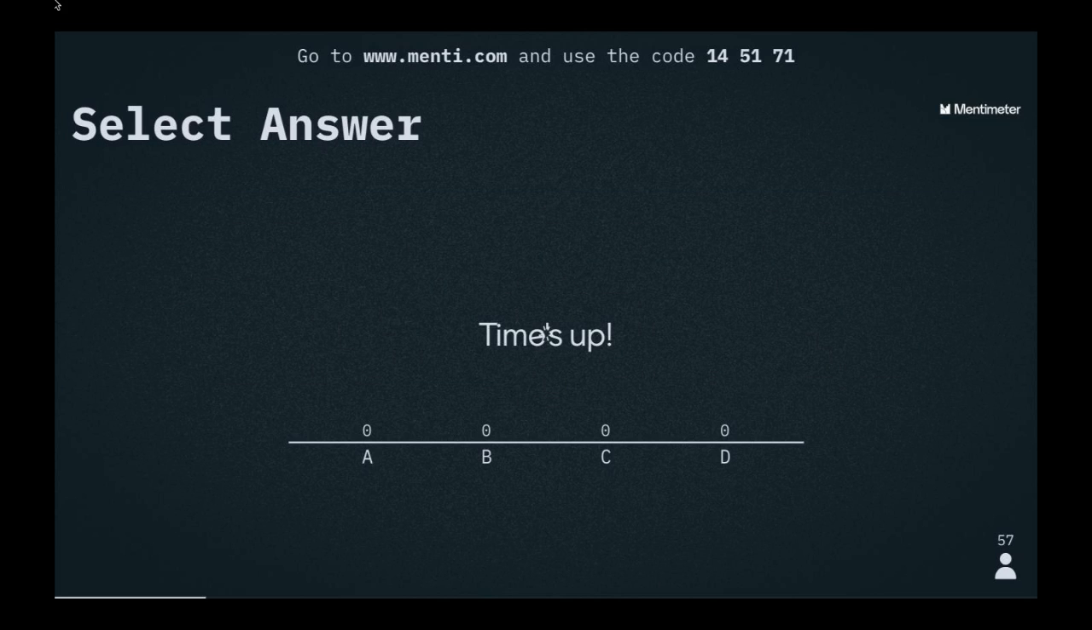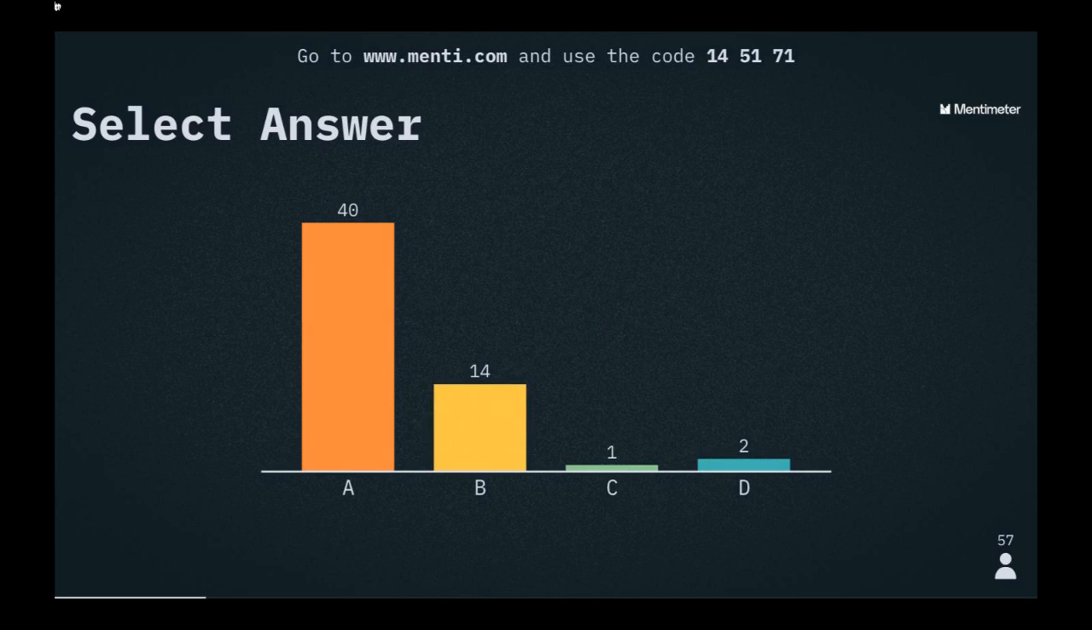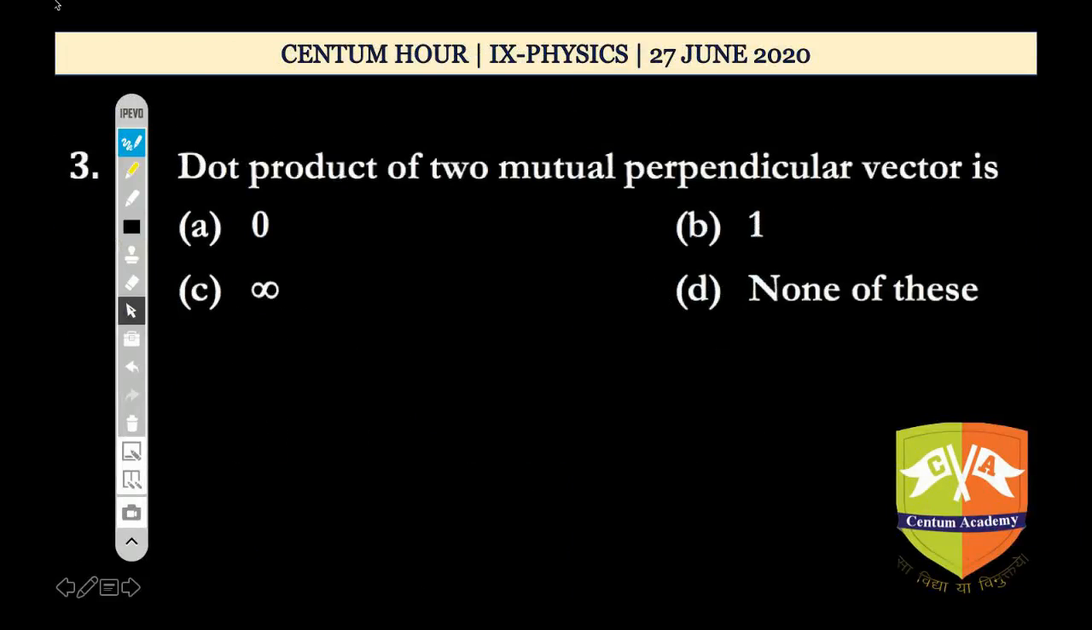And time's up. 40 people answered and they answered it right. Exactly. By the dot product of two mutually perpendicular vectors, perpendicular vectors means that the angle between them is 90 degrees. Cos of 90 degrees is 0. Hence their magnitudes etc. will become 0. Answer is 0. Not a zero vector, the reason being the dot product is a scalar product.